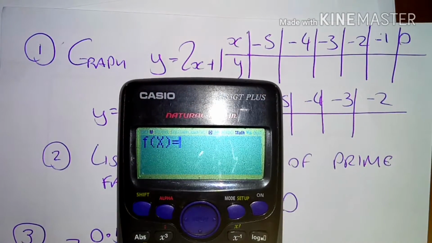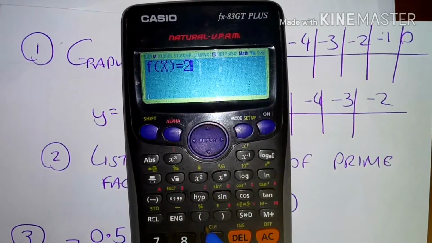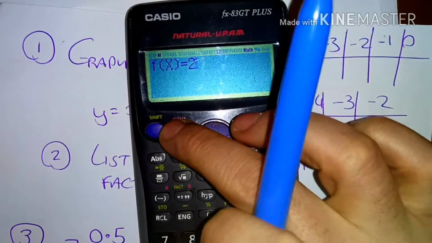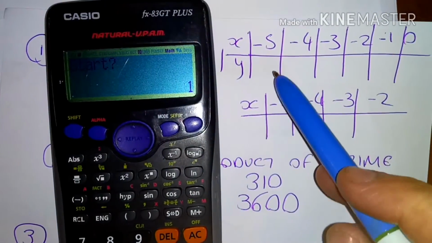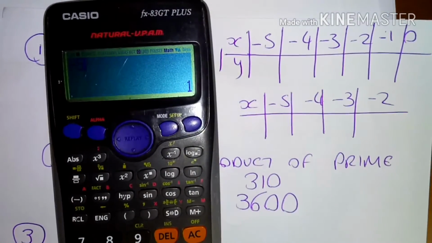Type in 2x plus 1, so type 2. Now we do have an actual x button there, which means alpha x. I'll do plus 1. So your start value, now in my table of values it's going to be -5.